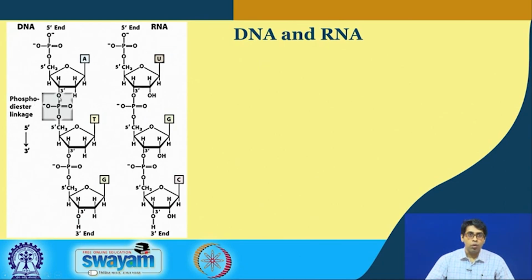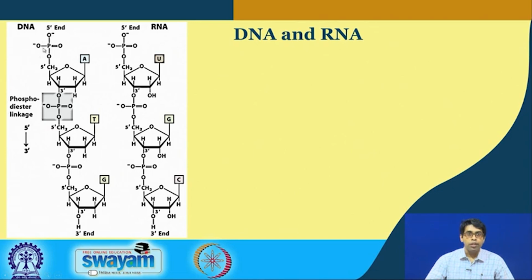So, the third OH is connected to the fifth CH2OH of the next nucleotide. So, this forms the phosphodiester linkage between two monomers. Similarly, there is another phosphodiester linkage between these two monomers, and it proceeds so on and so forth.